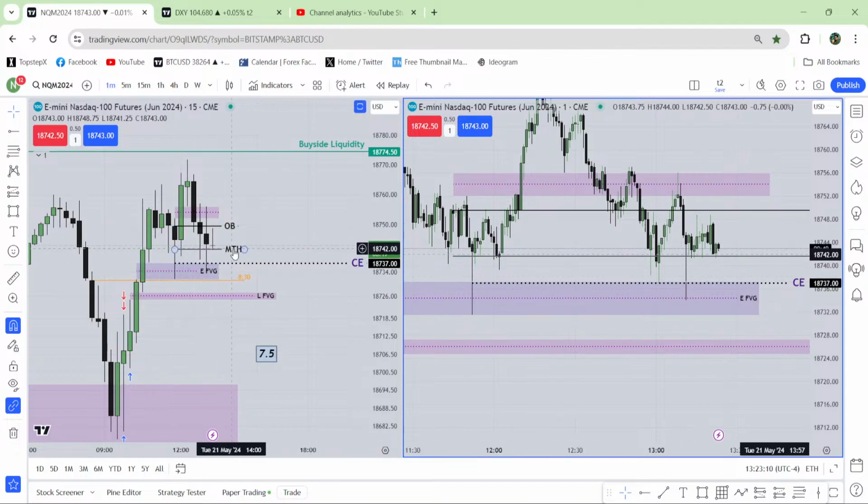Just watching this level, this mean threshold line from the 15-minute chart, all I don't want to see is a body close below this mean threshold. That's all I don't want to see. If it closes below this mean threshold, I will be in no man's land. So no trade for me.